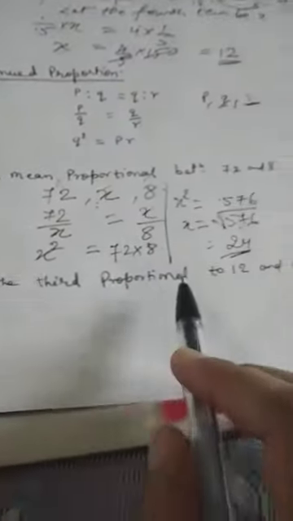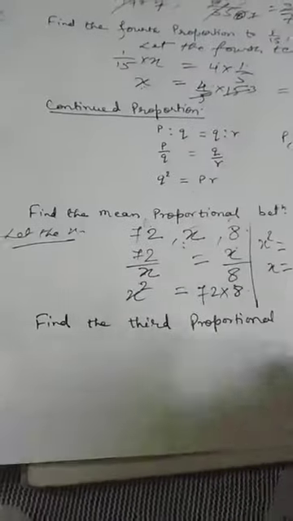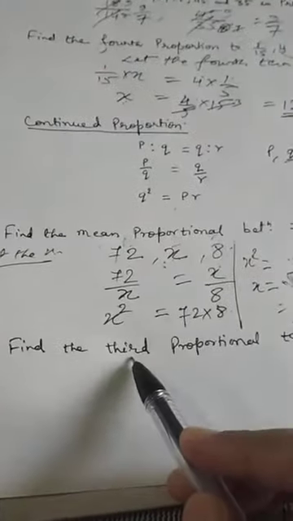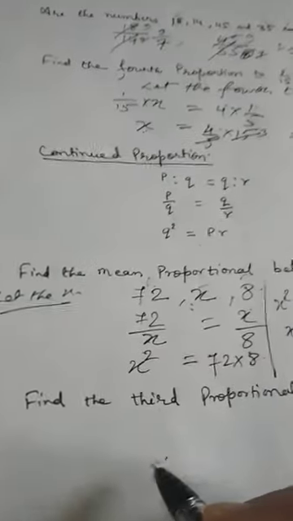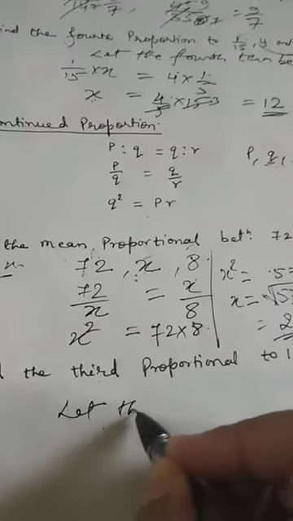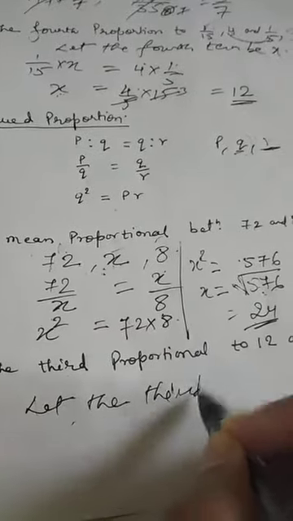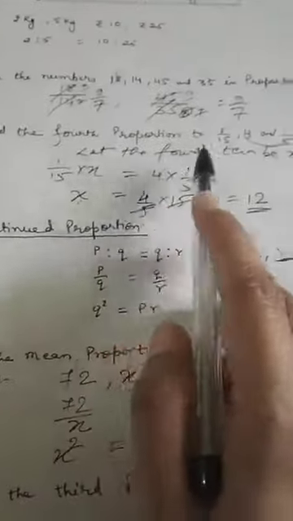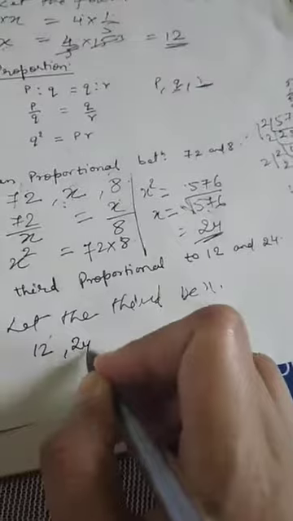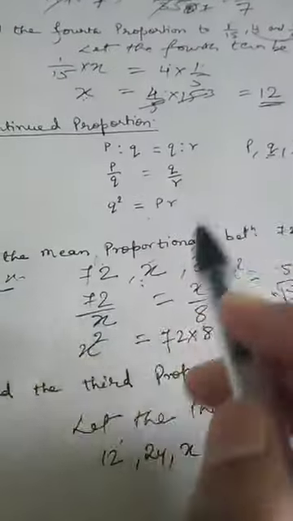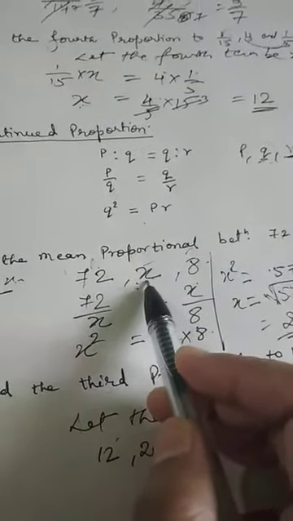Now find the third proportion to 12 and 24. Mean proportion and third proportion are different things. So let the third proportion be X. Just as in fourth proportion we let the fourth proportion be X, in third proportion also we take it as X. Only in mean proportion we take the mean, the middle term, as X.